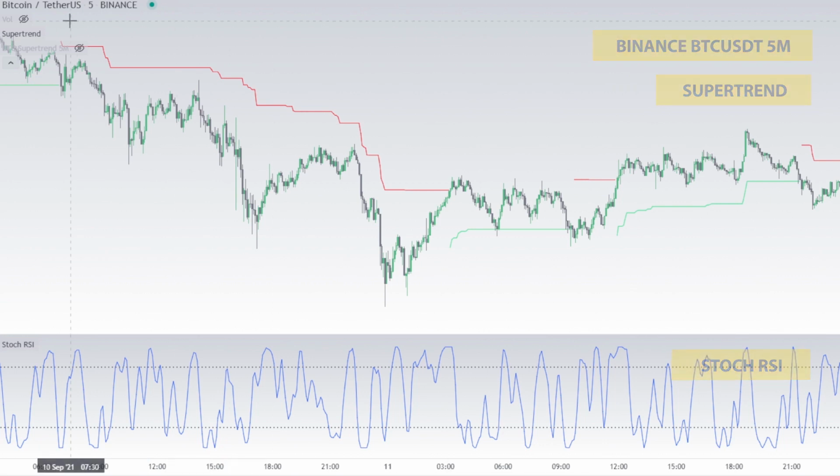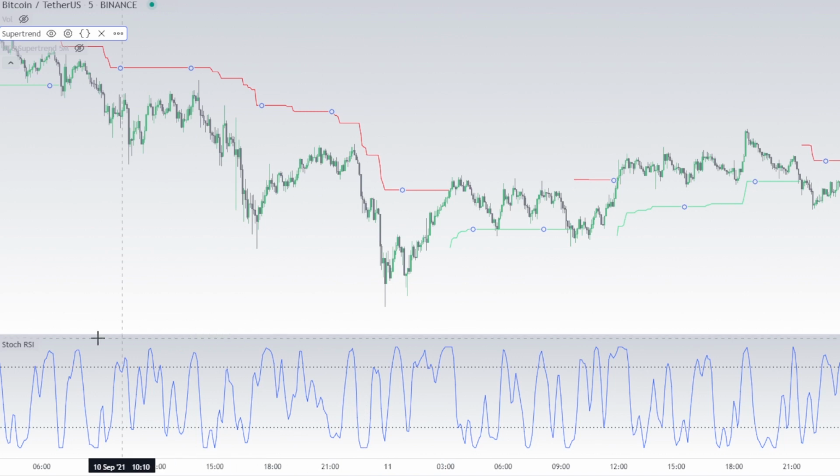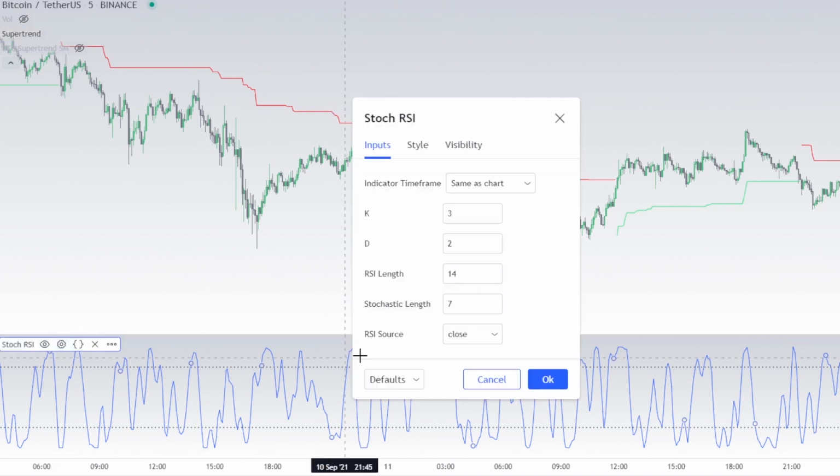Let's take a look at the settings of these two indicators. Supertrend's ATR length is set to 14 and the factor setting is set to 5. On Stochastic RSI I tweaked two settings. First, I changed D from 3 to 2, and then I also decreased stochastic length from 14 to 7. This way, this indicator is going to respond to price changes faster.